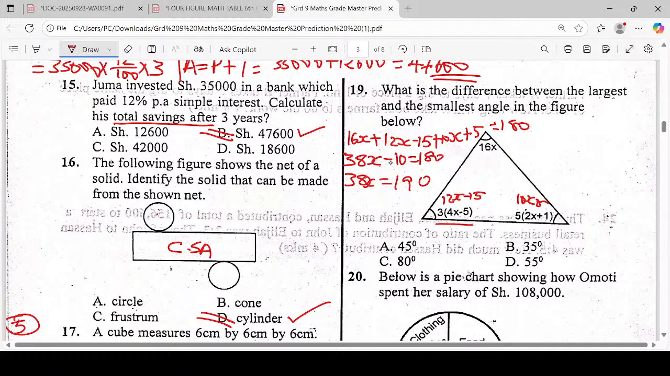That 38x, when negative 10 crosses over. So what is the value of x? When you divide 190 divided by that 38, you get 5. The value of x is 5. The value of x is 5.